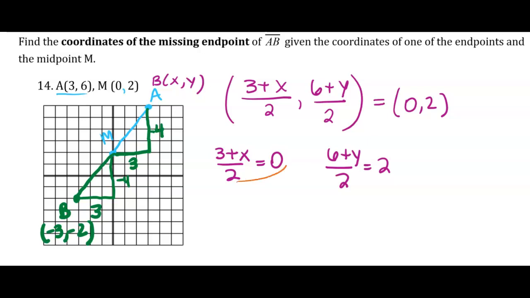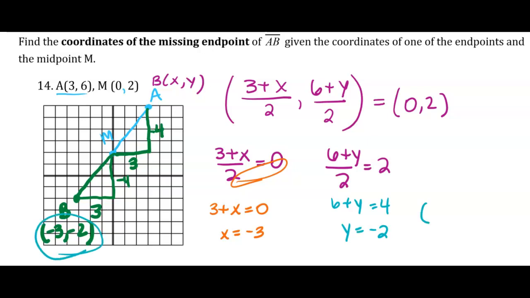Solving those two equations, I would multiply by 2. So I get 3 plus X is equal to 0. So X has to be equal to negative 3. And then I get that 6 plus Y is equal to 4. So Y has to be equal to negative 2, which is what we found over here. So my point would be negative 3, negative 2. You can use either method to find the answer to these types of questions. Just know that you can't do this visually if you don't have graph paper.